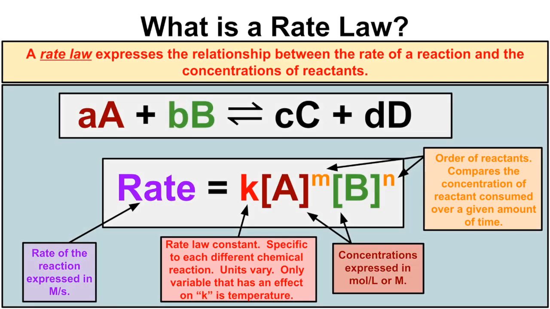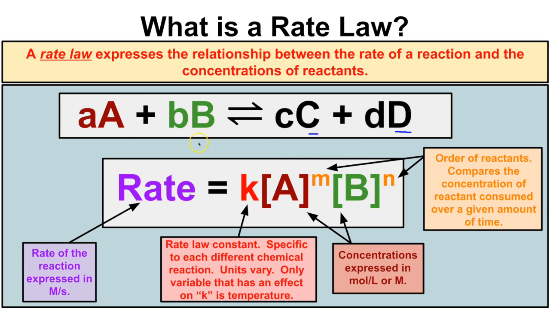A rate law expresses the relationship between the rate of a reaction and the concentration of reactants. So what does that mean? Well, let's take a look. Let's suppose we have a chemical reaction in which A is reacting with B to produce C plus D over here. And we want to know the rate of this chemical reaction. Well, we'd have to write what is called a rate law for this chemical reaction.